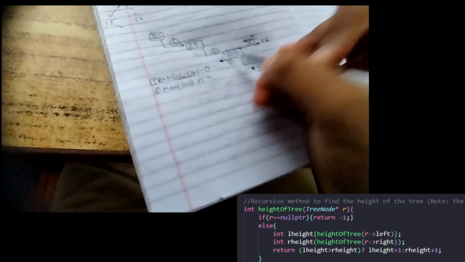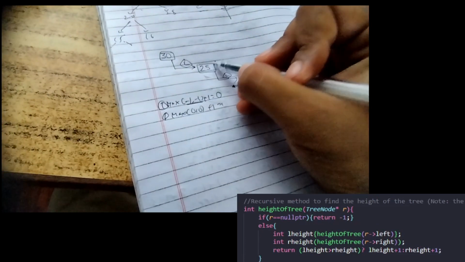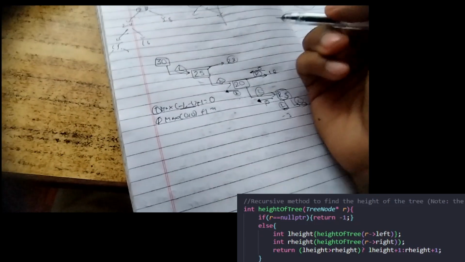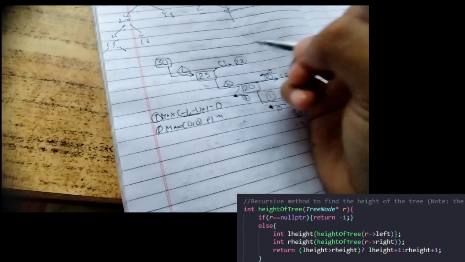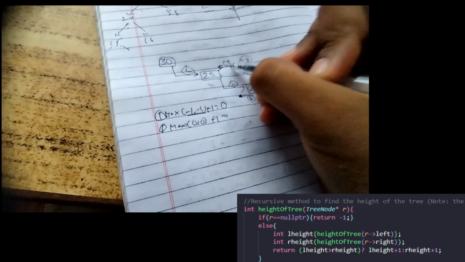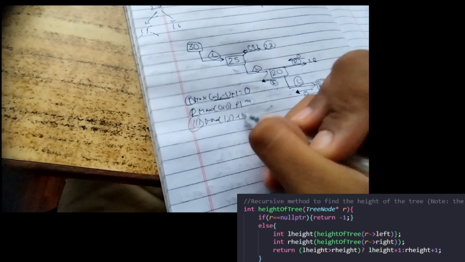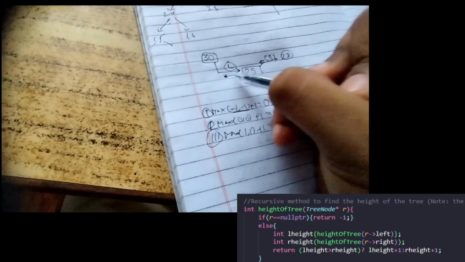We pass 0 here, we pass 1 here. Then 25 goes to 28. 28 works in the same way, so we are going to get its height to be 1, the same way everything worked in here. So max of 1 and 1, plus 1 is going to be 2. We are passing 2 here.